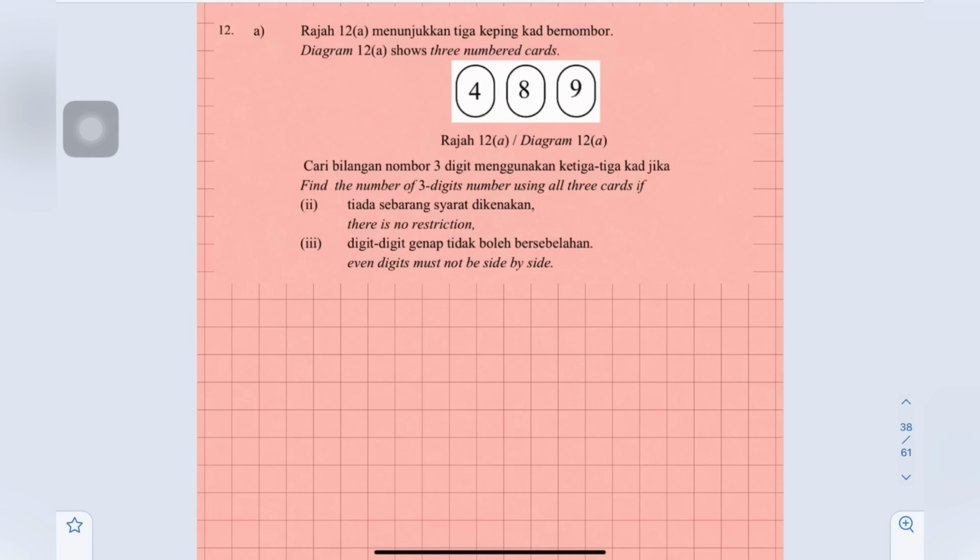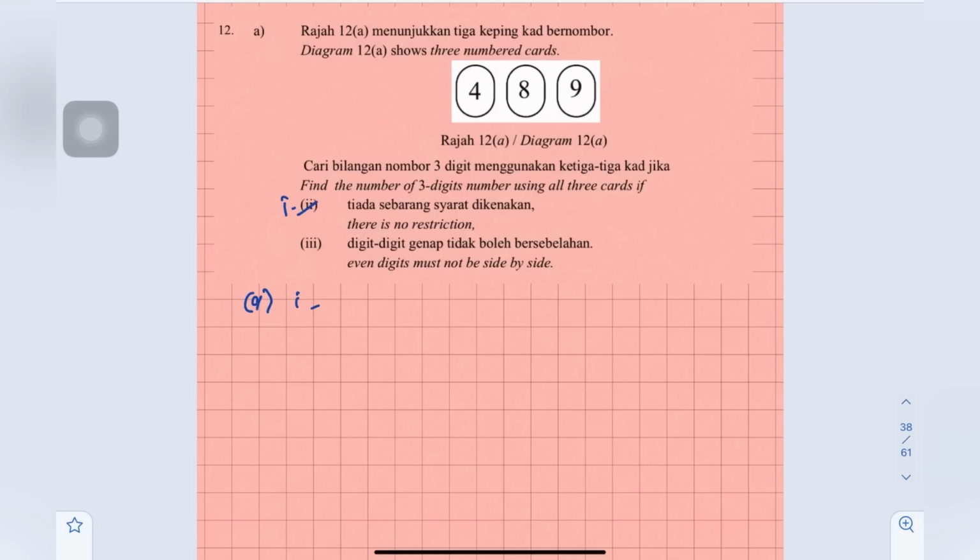Number 12, diagram 12A shows 3 numbered cards. Find the number of 3 digit numbers using all 3 cards if there is no restriction. Okay, so we are going to arrange numbers, so we are going to use permutation.